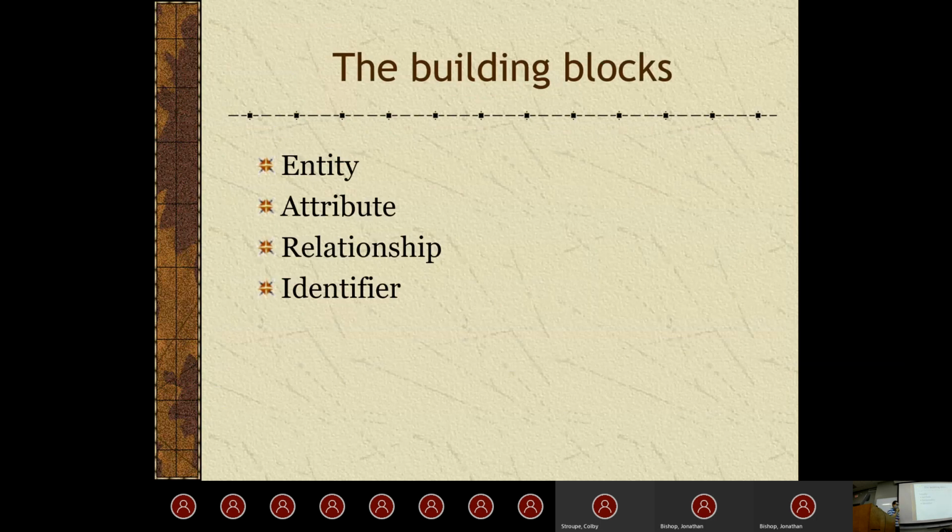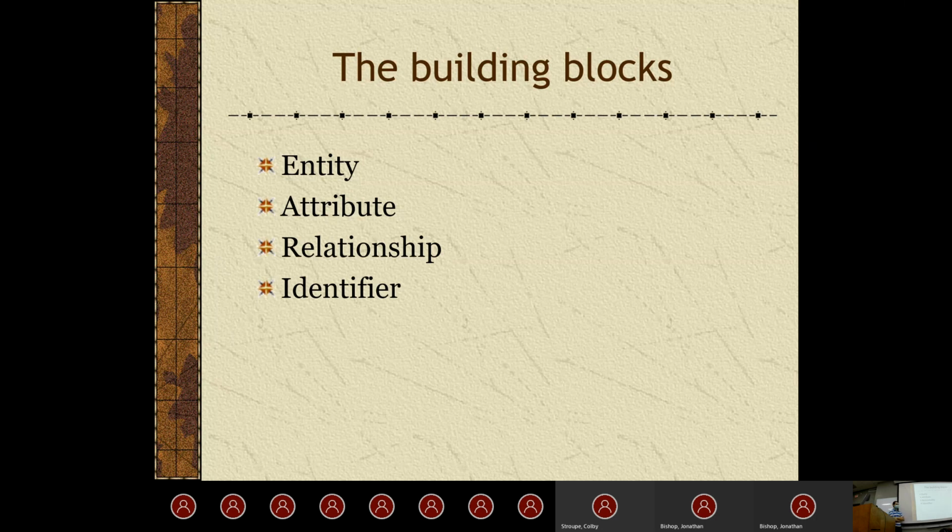So within that data model, there are some things that are very important. The most important part of a data model is going to be the entity. The entity is the specific noun that we want to collect information about. So for example, if we're doing a student database, we're collecting information about students, so the entity would be called student. And then within that entity, we would have specific attributes of interest.